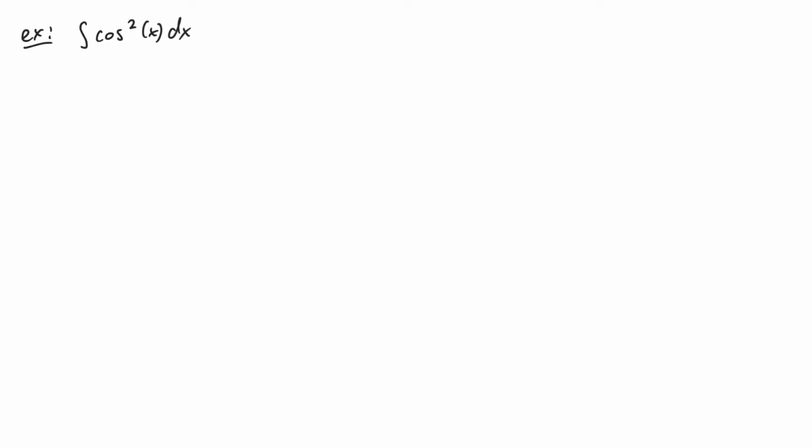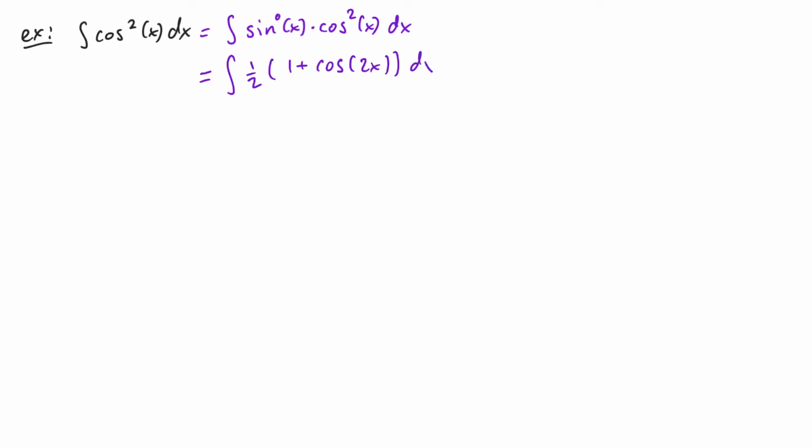In our first example here, we're looking at the integral of cosine squared of x dx. We can think about this as the integral of sine of x to the 0th power times cosine of x to the 2nd power. So we see here that both the powers of sine and cosine are even. So what we're going to do is use our trig identity to rewrite the cosine squared. That way it becomes cosine to the 1st power, which is something that we know how to integrate. So when we use our trig identity, this becomes the integral of 1/2 times 1 plus cosine 2x dx.